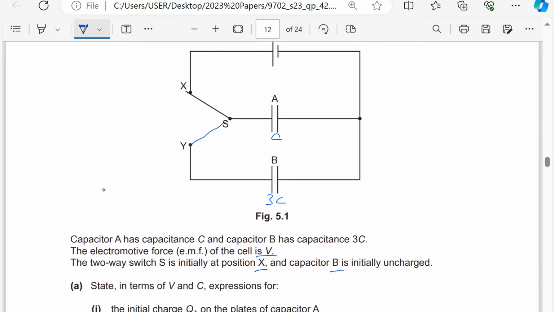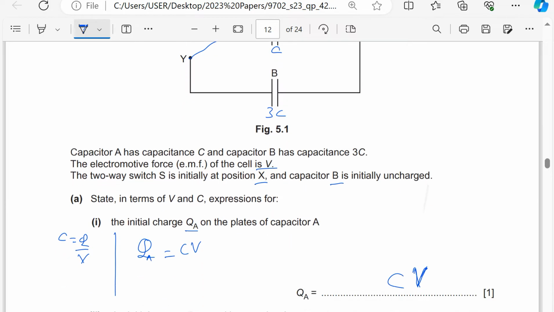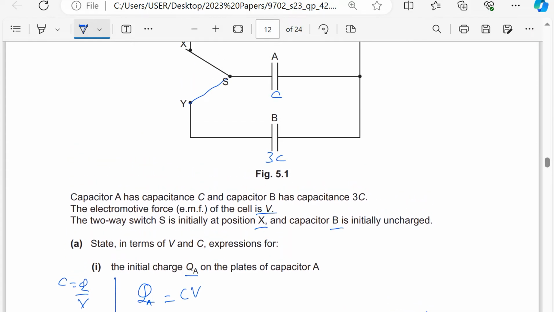Now the two capacitors are going to be in parallel, so they are going to share the charge which was on A. And charge stops when the PD across the two capacitors becomes equal because they are in parallel.